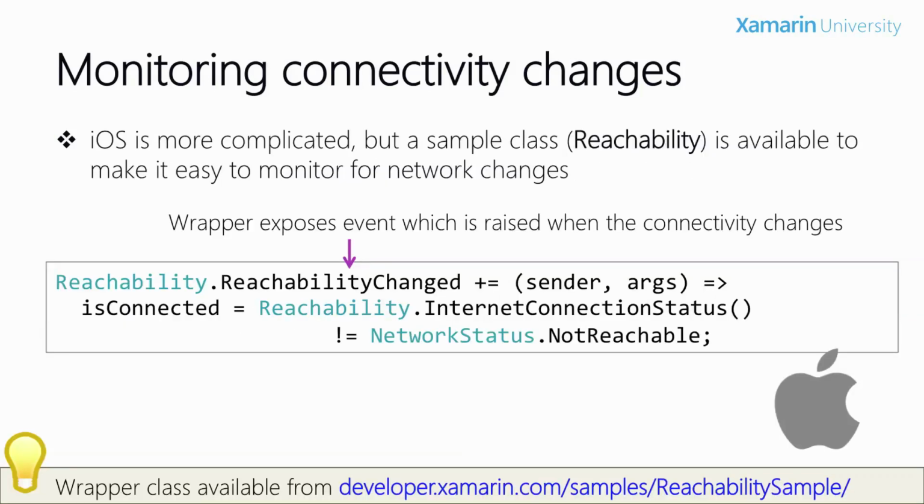On iOS, we again will use the reachability sample. It exposes a single event, which is raised when the connection state has changed. Again, the link to the sample is on the slide here and in your copy of the materials.